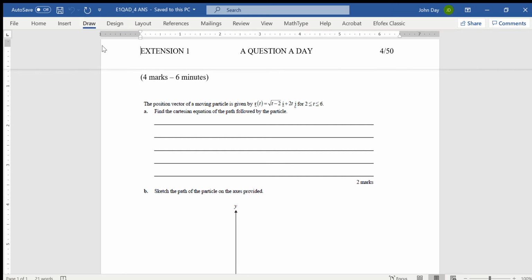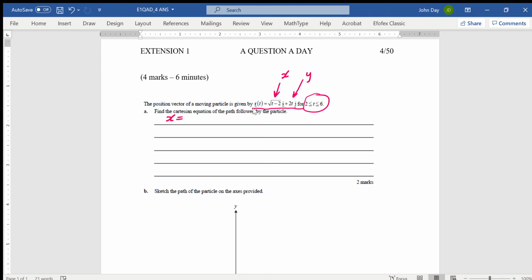Let's pick up a pen and get started. So the position vector of a moving particle is given by this. And remember, it's for t is between 2 and 6. Find the Cartesian equation of the path. Well, that's our x in front of the little i there, and that's our y.